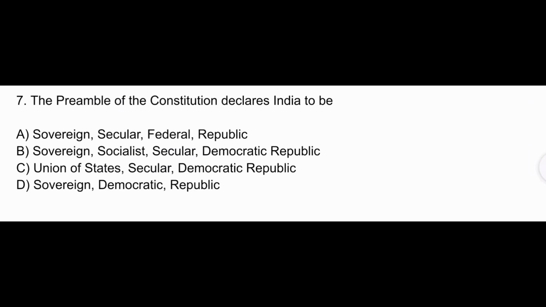The next question, the preamble of the Constitution declares India to be option A, sovereign, secular, federal, republic. Option B, sovereign, socialist, secular, democratic, republic. Option C, union of states, secular, democratic, republic. Option D, sovereign, democratic, republic.